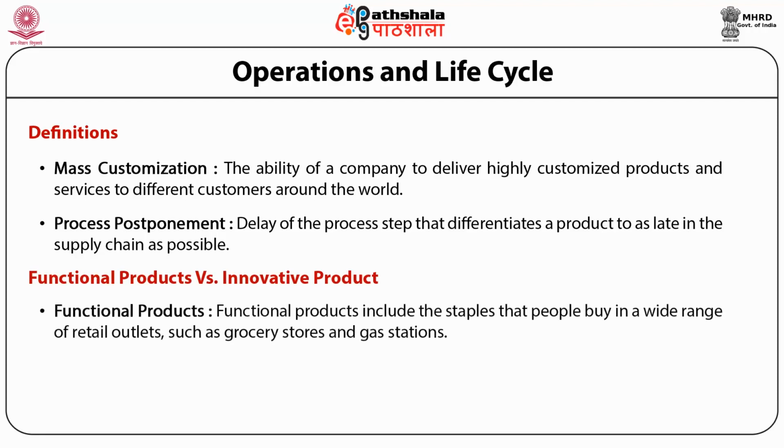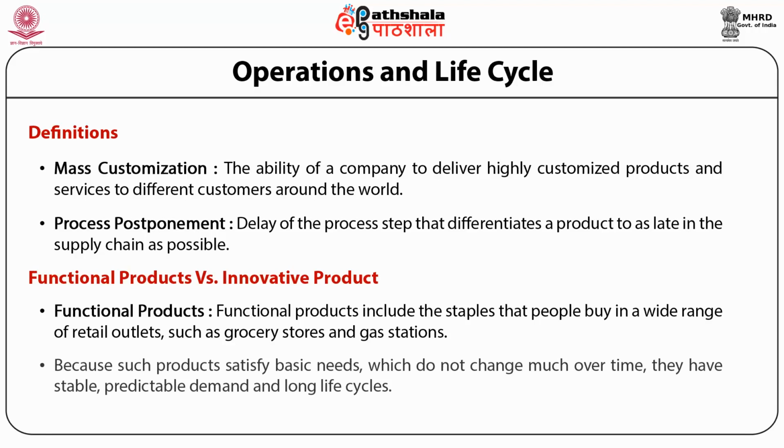Now let us differentiate between functional products and innovative products. Functional products include staples that people buy in a wide range of retail outlets such as grocery stores and gas stations. Staples are an example of functional products because such products satisfy basic needs. They do not change much over time. Over the last many decades, staples have remained the same in terms of functionality, appearance and design. Also, functional products have stable, predictable demand and long life cycles. But their stability invites competition, which often leads to low profit margins.